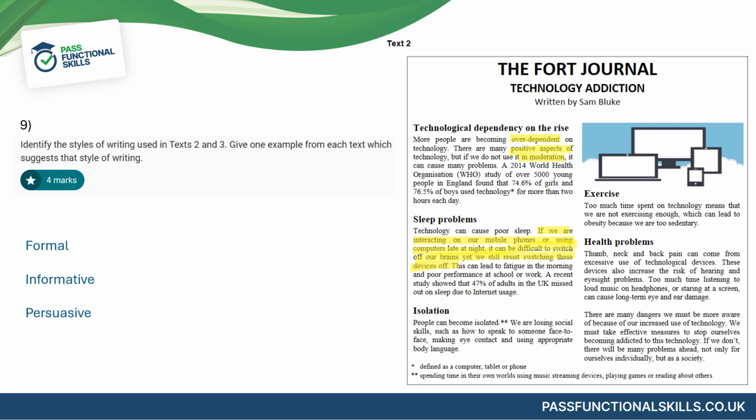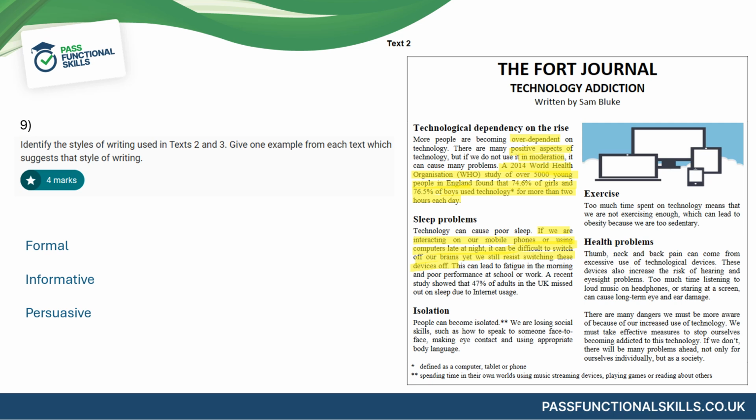We can also say this text is informative or persuasive. If we're saying that the text is informative, an example we can give is just any fact from the text. So this would be a good one: a 2014 World Health Organization study of over 5,000 young people in England found that 74.6% of girls and 76.5% of boys use technology for more than 2 hours each day. So any fact from the text is a good example if you're saying it is written in an informative style.